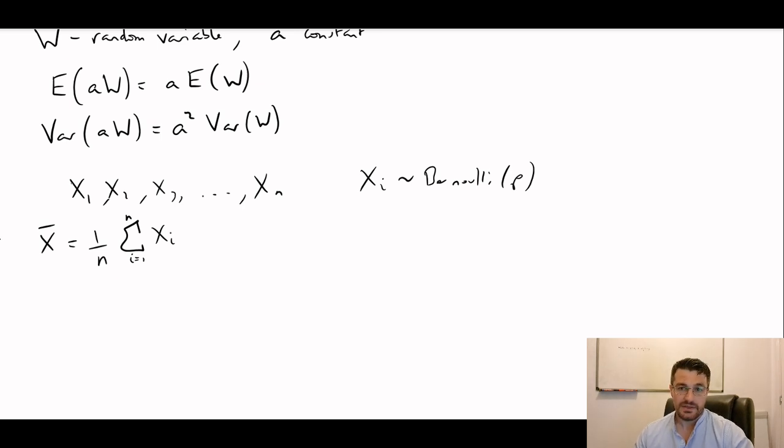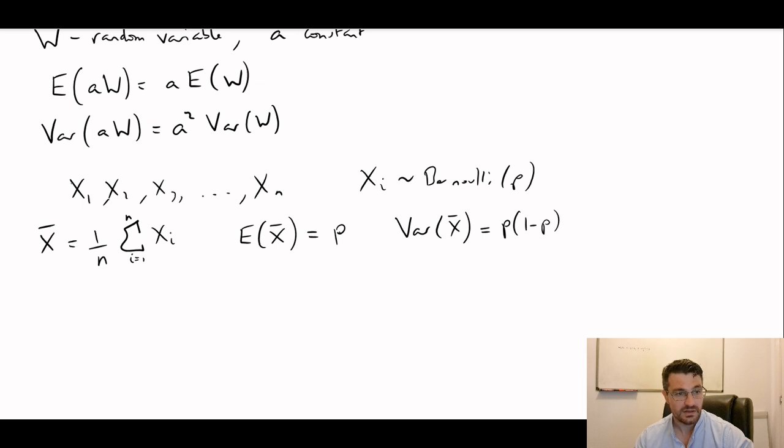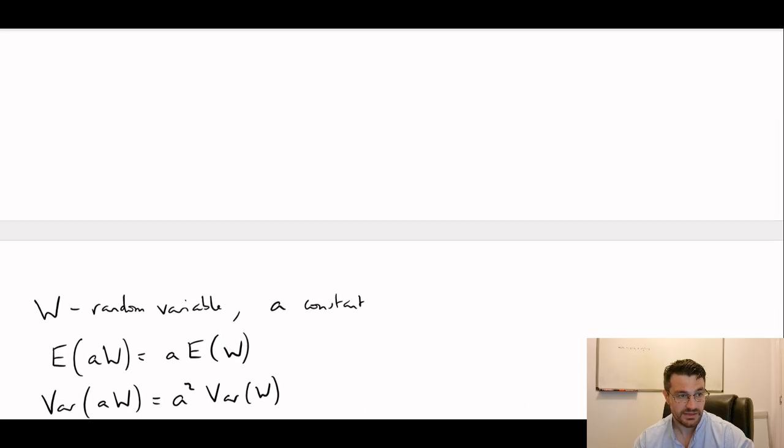then remember the central limit theorem. The central limit theorem tells me that the expectation of X bar is going to be equal to p, and the variance of X bar is going to be equal to p times 1 minus p over n. So where am I getting that from? I'm getting that from here.